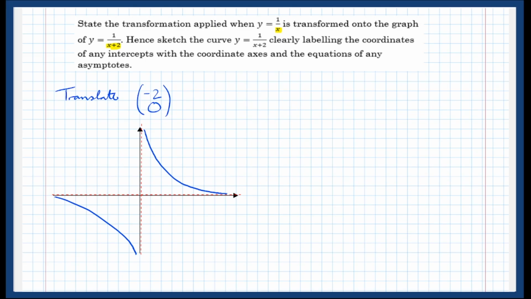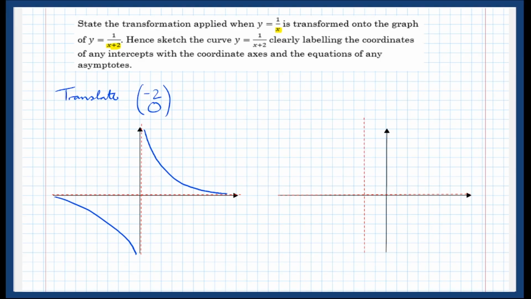So let's have a look at how to do that. So there's the set of axes, and the first thing I would advise you to do is draw in the locations of the asymptotes. So the asymptotes, remember, have been translated 2 to the left. Well, that doesn't affect the position of this one because this one's completely horizontal, so moving it left won't affect it. But the one that's overlapping the y-axis will be affected, like that.